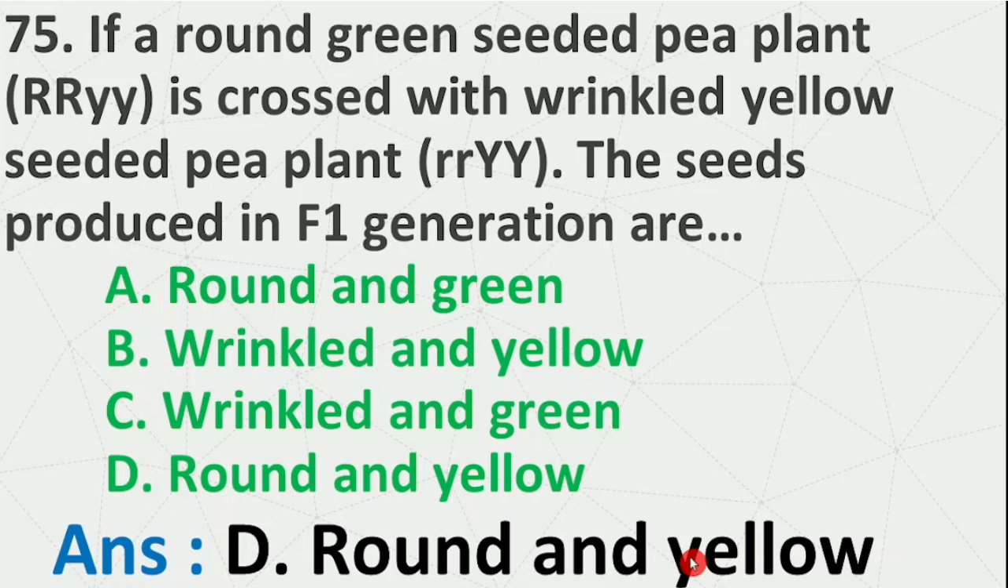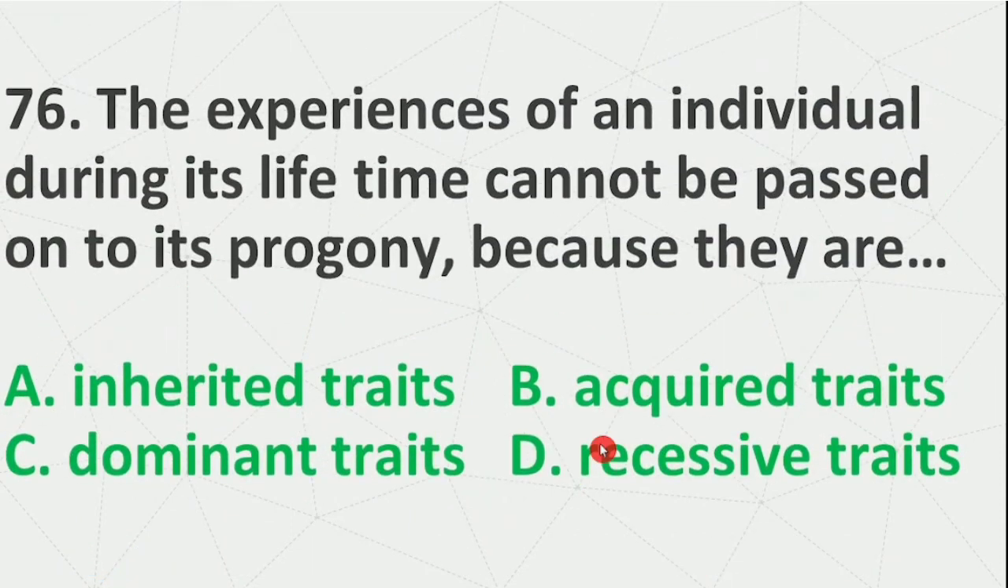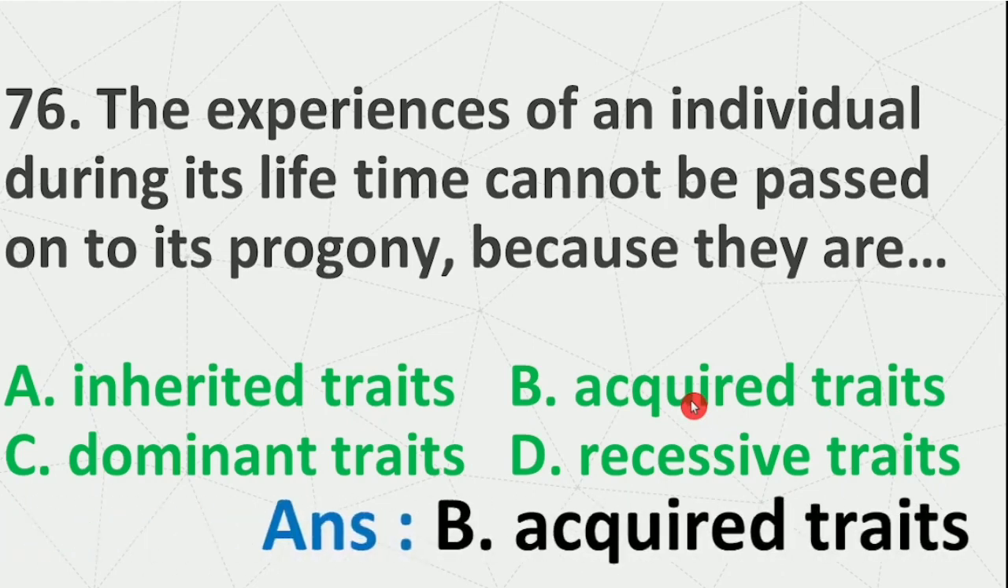Question number 76. The experiences of an individual during its lifetime cannot be passed on to its progeny because they are inherited traits, acquired traits, dominant traits, or recessive traits. Here the answer is option B, acquired traits, because we acquire them through our experiences, so we cannot pass them from one generation to another. So option B, acquired traits, is the correct answer.